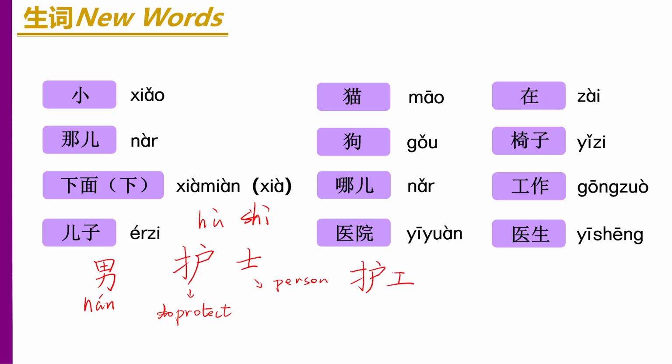护工, 工 here means worker. 工人 is worker. So here it means a person who tries to take care of you. 护工. Okay, worker.